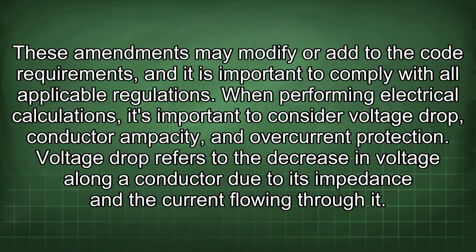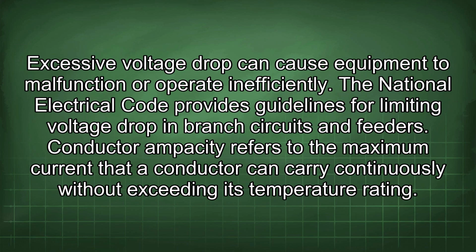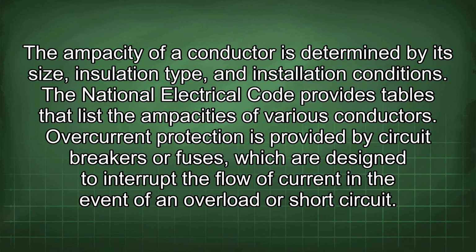Voltage drop refers to the decrease in voltage along a conductor due to its impedance and the current flowing through it. Excessive voltage drop can cause equipment to malfunction or operate inefficiently. The National Electrical Code provides guidelines for limiting voltage drop in branch circuits and feeders. Conductor ampacity refers to the maximum current that a conductor can carry continuously without exceeding its temperature rating. The ampacity of a conductor is determined by its size, insulation type, and installation conditions. The National Electrical Code provides tables that list the ampacities of various conductors.